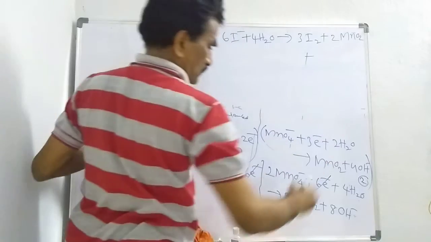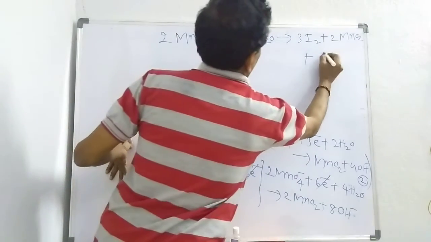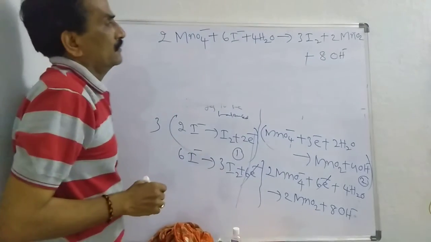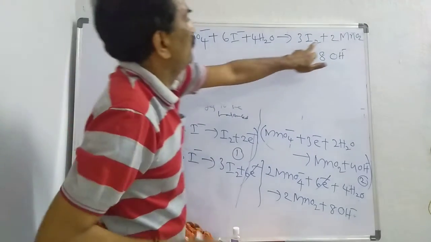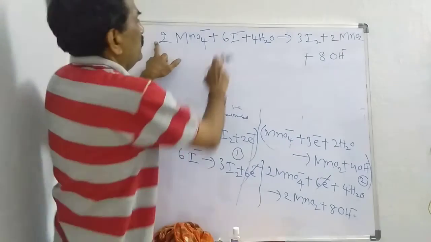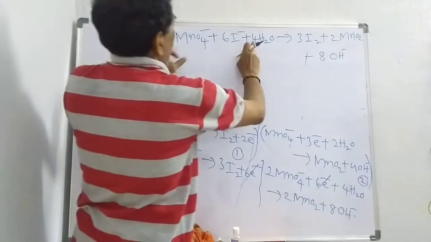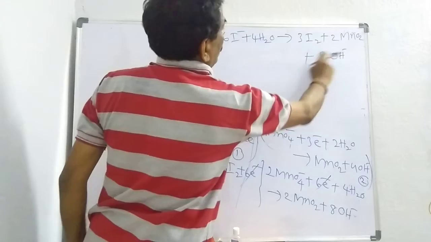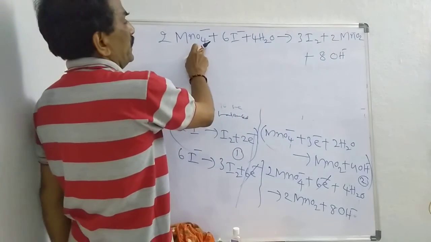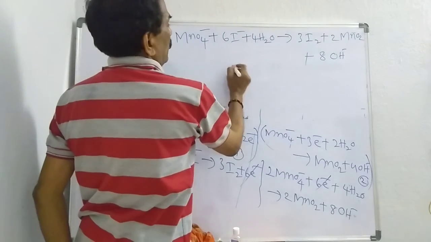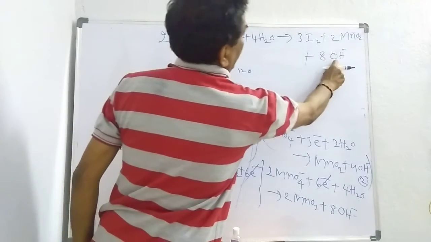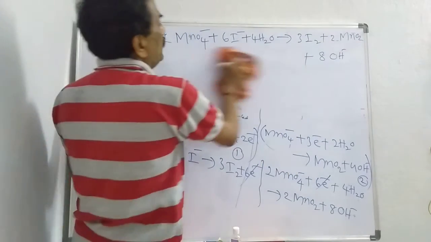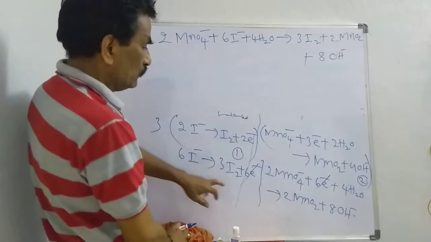2MnO2 plus 8OH minus. 2Mn, 6I, 6 hydrogen, 4 into 2, 8 oxygen, 2 into 4, 8 plus 4, 12 oxygen. 8, 2 into 2, 4 plus 8, 12 oxygen. So this is complete equation. Here no question of confusion.